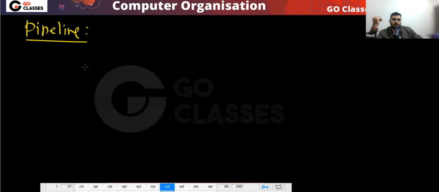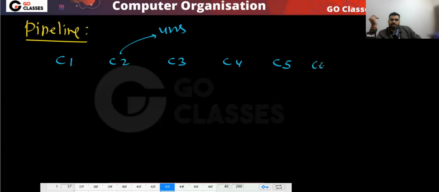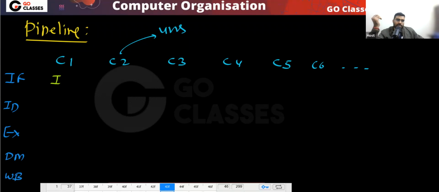So when you pipeline, what will happen? You have cycle 1, cycle 2, cycle 3, cycle 4, cycle 5, cycle 6, and so on, and every cycle takes 4 nanoseconds. What will happen in cycle 1? I1 will go to instruction fetch. This is the instruction fetch stage, this is instruction decode, this is the execution stage, this is where you read the data memory, and then write back. So in the first cycle you will fetch instruction I1. In the second cycle, I1 will go to the decode stage.